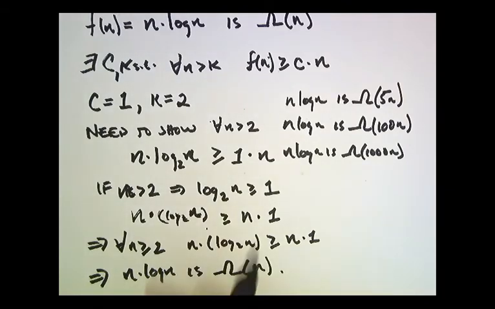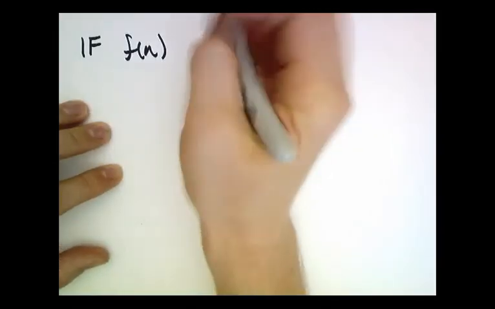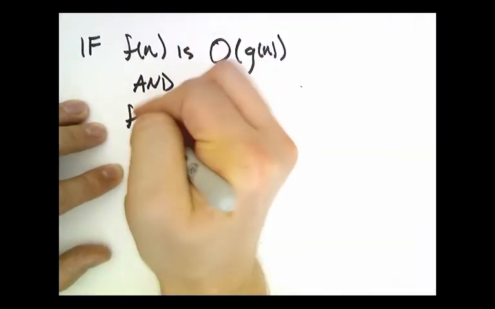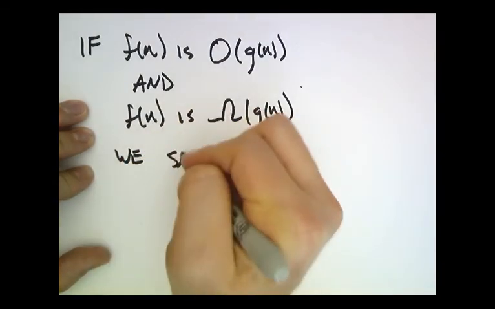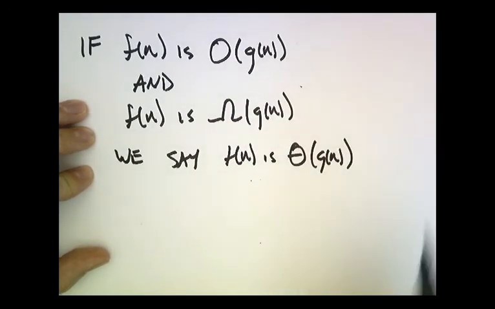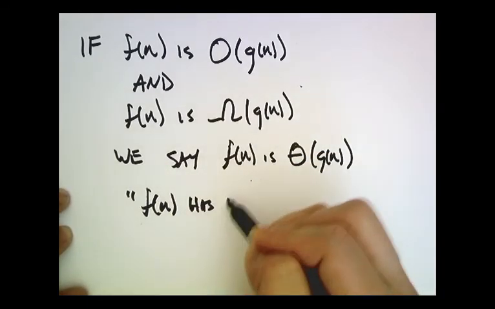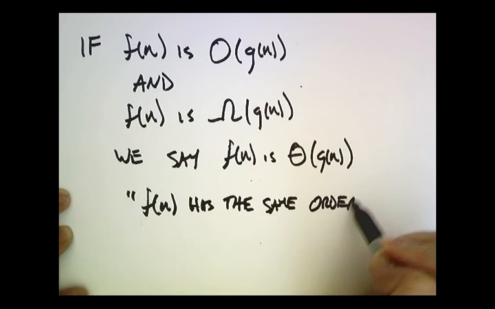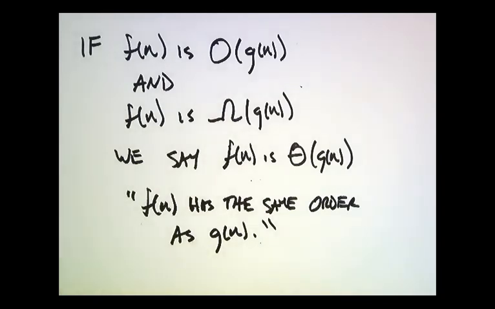And finally, very briefly, if f of n is big O of g of n, and f of n is omega of g of n, then we say that f of n is theta of g of n. And this also is often said that f of n has the same order as g of n, or is of the same order as g of n. We'll talk more about this in class.